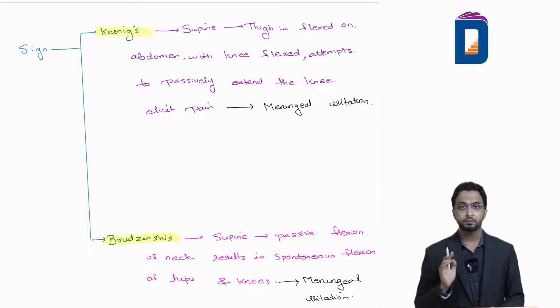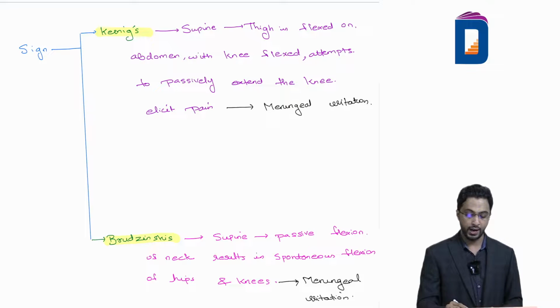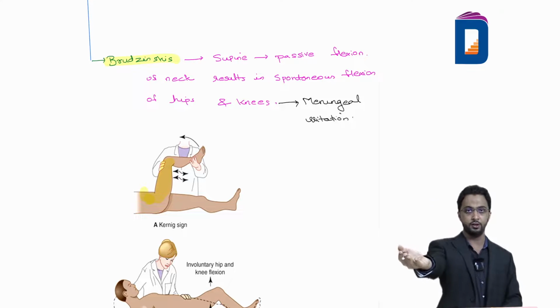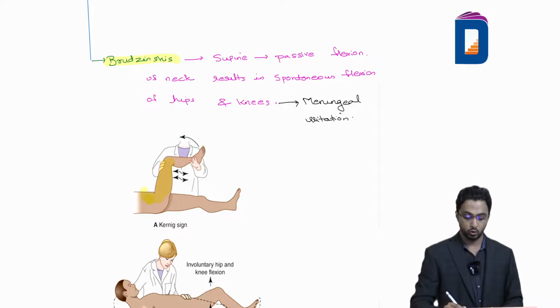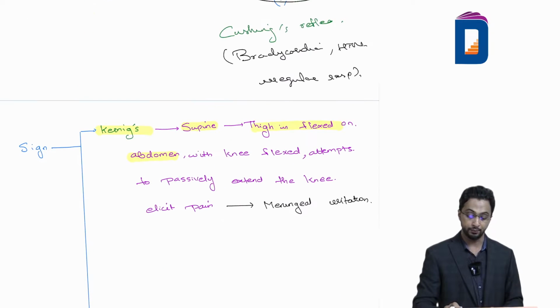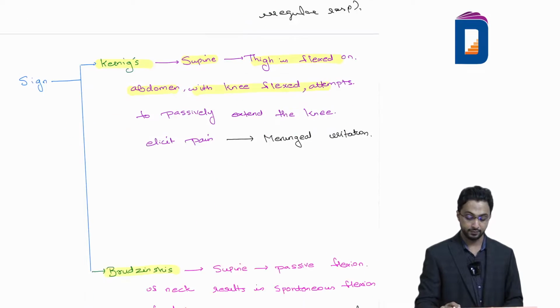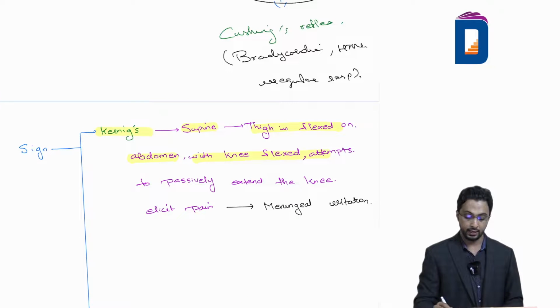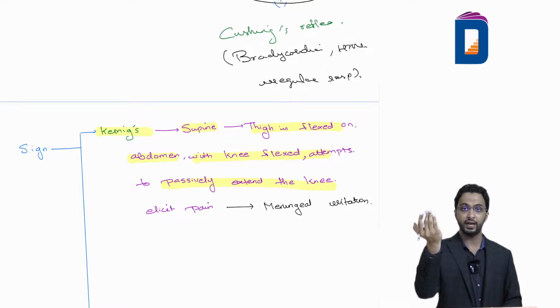Now for Kernig sign, you have to place the patient in supine position and the thigh is flexed on the abdomen. So this is the abdomen, the thigh is flexed on the abdomen. This is extension, this is flexion. So the thigh is flexed on the abdomen, with the knee also flexed. Then you passively extend the knee. So you initially flex it, now you're going to extend the knee.